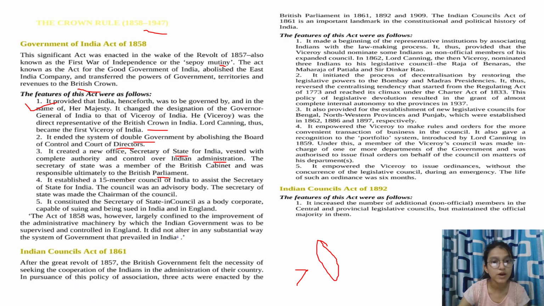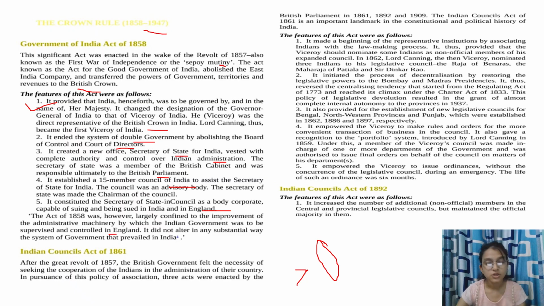The council was an advisory body. The Secretary of State was made the chairman of the council. It considered the Secretary of State in council as a body corporate capable of suing and being sued in India and in England. So these are the kind of changes or features of the Government of India Act 1858. The Act of 1858 was, however, largely confined to the improvement of the administrative machinery by which the Indian government was to be supervised and controlled in England.